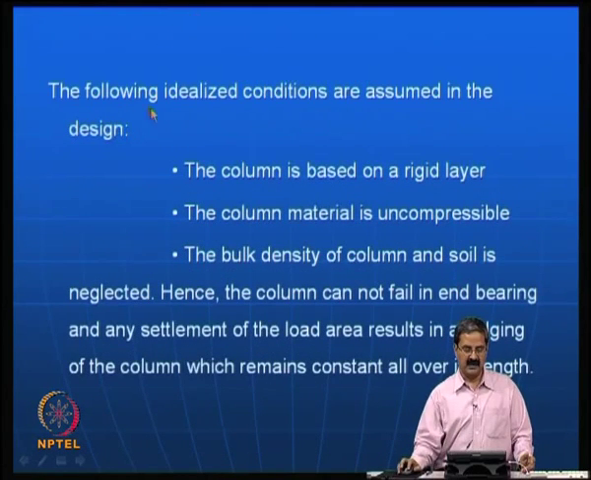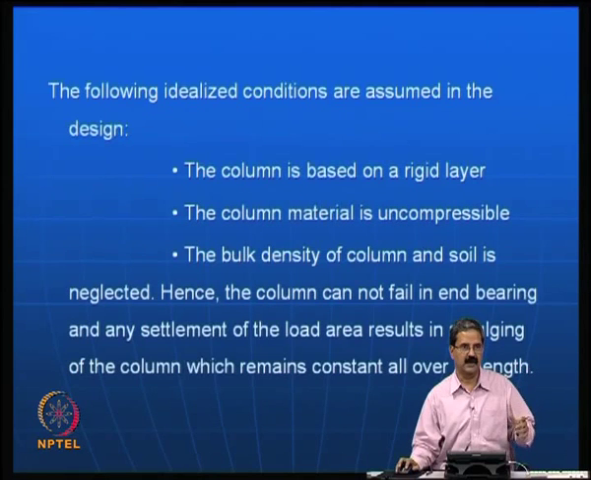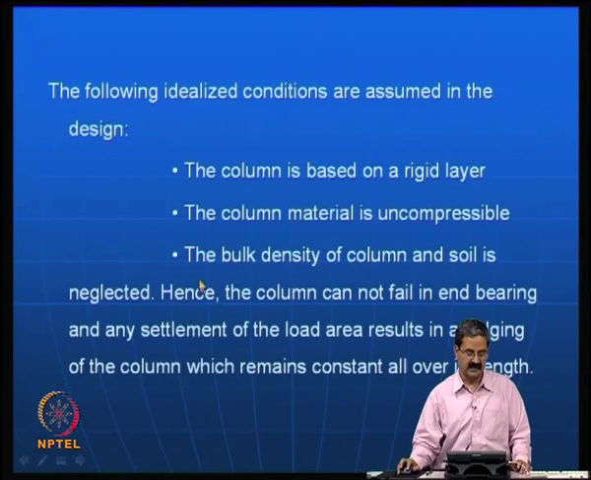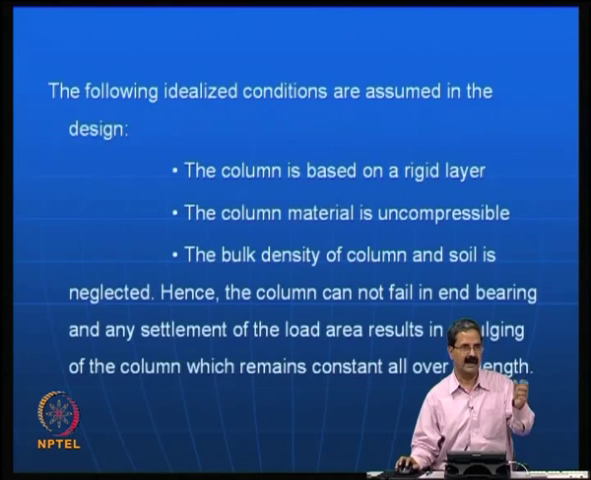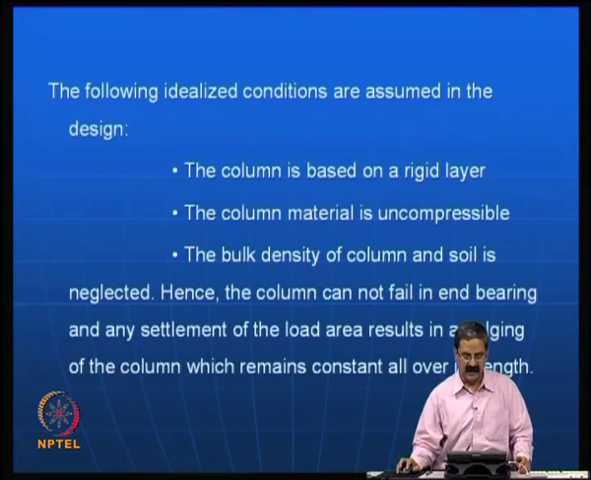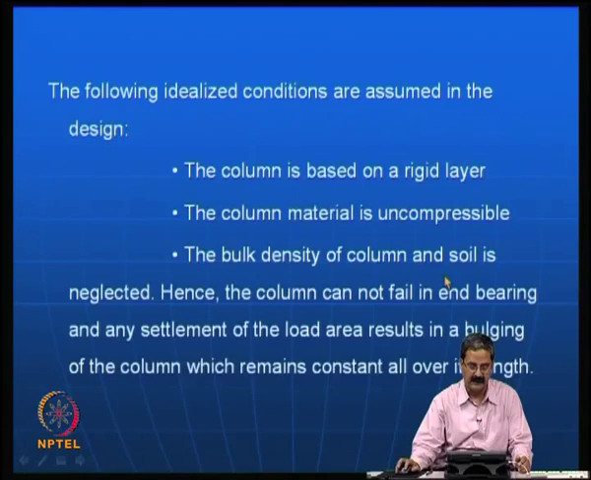And it is very interesting that there are some simple assumptions in this method. The column is based on a rigid layer, the column material is incompressible, which is of course stone material, still it has some compression. Bulk density of the column and the soil is neglected. Actually it is a serious, interesting assumption. In limit equilibrium methods we want the bulk density of the soil, gamma b, but in this case we do not use that.